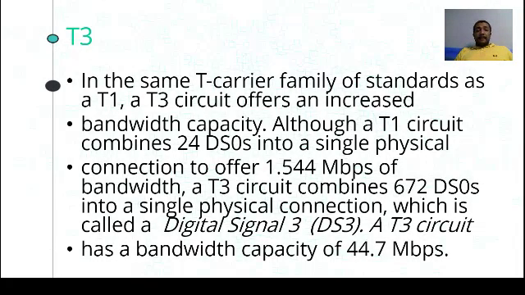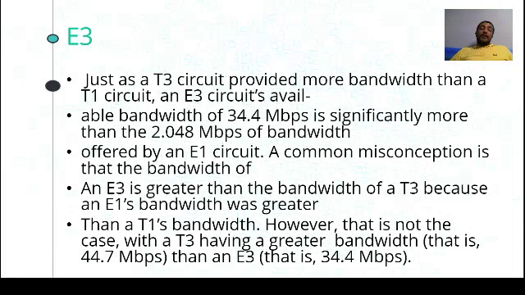Next is T3. So, same T-carrier family. Our T3 uses about 672 DS0s as compared to the 24 DS0s of your T1. So, it's really fast. Okay? And its bandwidth can go up to roughly around 45 megabits per second. Okay?